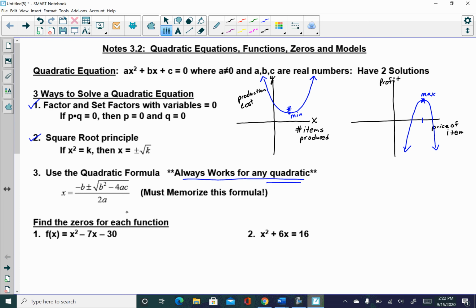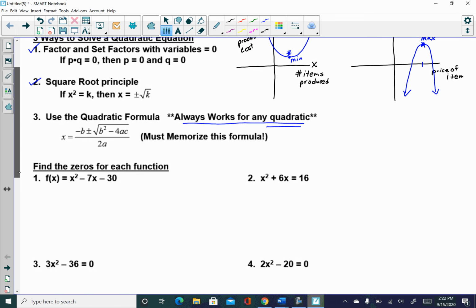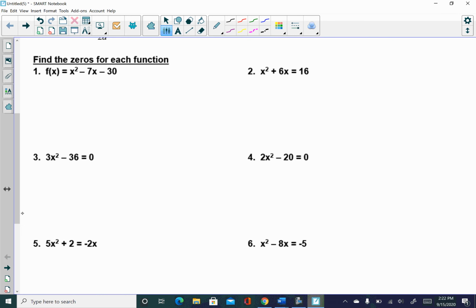All right, so I've got these notes designed where I'll do one, then let you try the next one. So with that said, I'm going to move on down here to example 1, and I want to find the zeros for this function. So we'll look at doing number 1 here together. In number 1, it wants us to find the zeros.